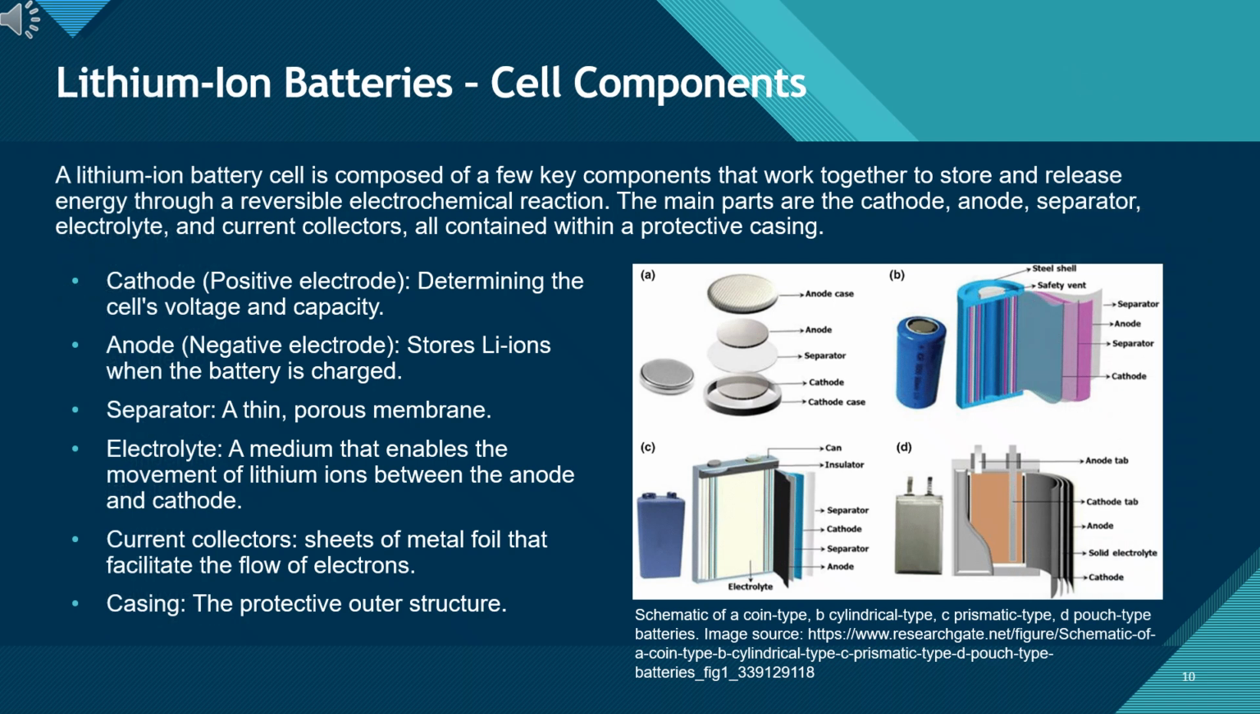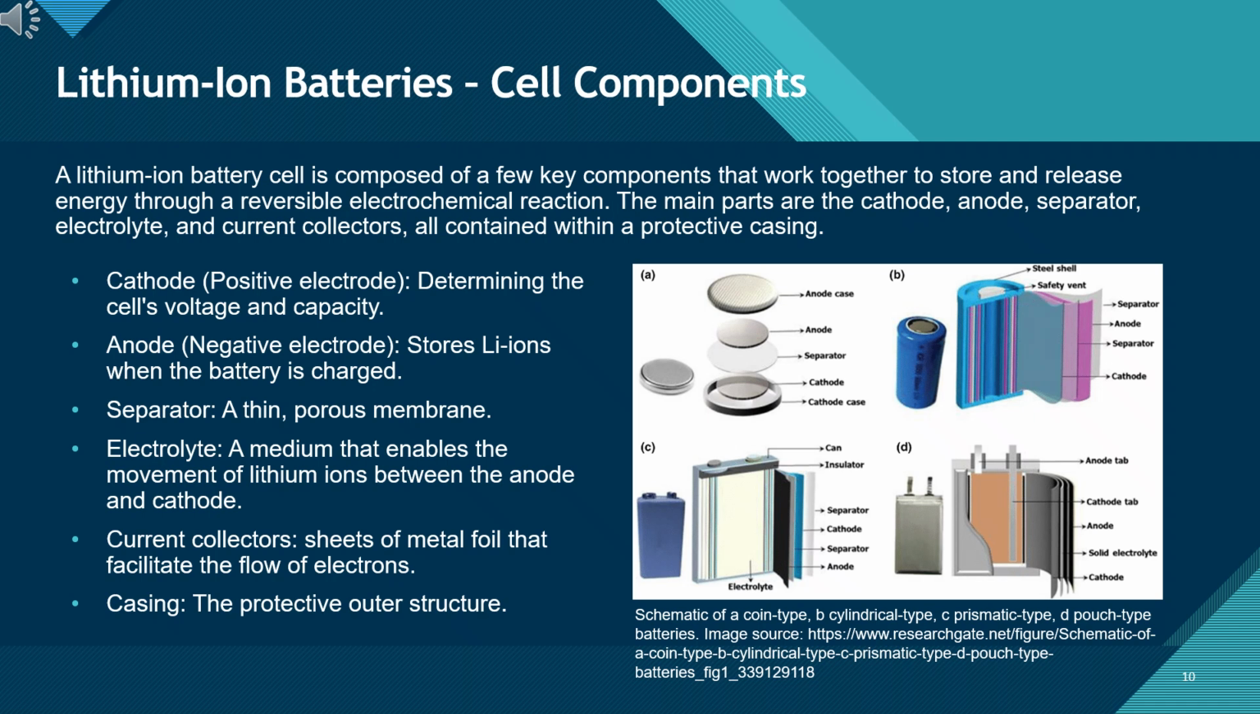Lithium-ion batteries. Cell components. Let's look at the key components and structures that make up a lithium-ion battery cell. Every Li-ion cell, regardless of its shape or design, consists of the same core elements: a cathode, anode, separator, electrolyte, and current collectors, all sealed inside a protective casing.